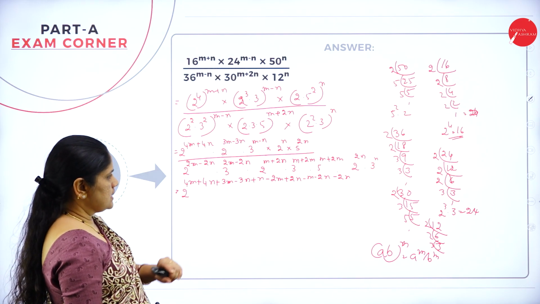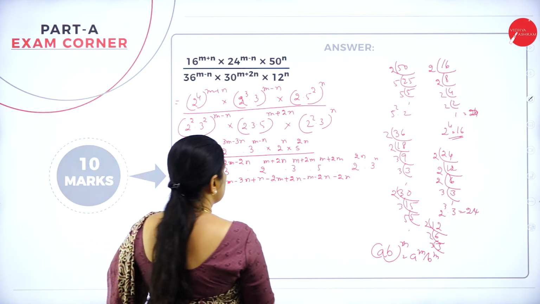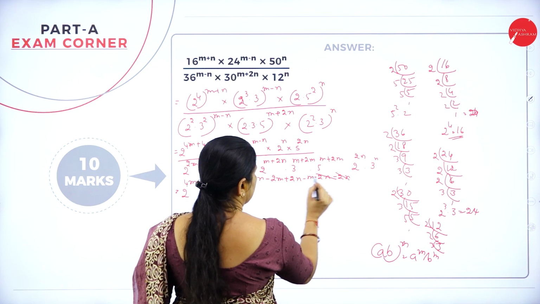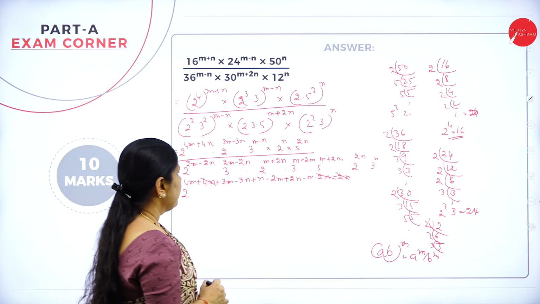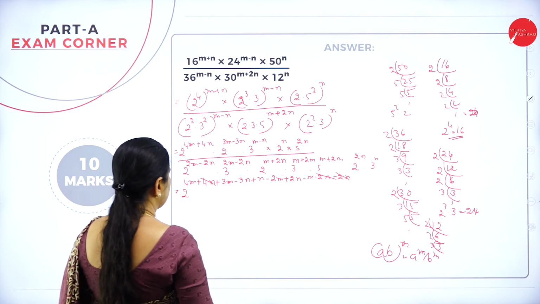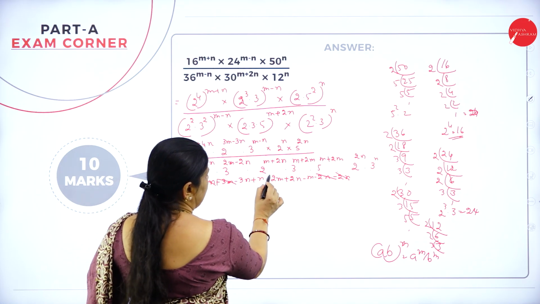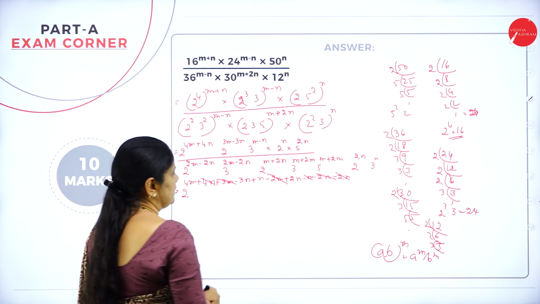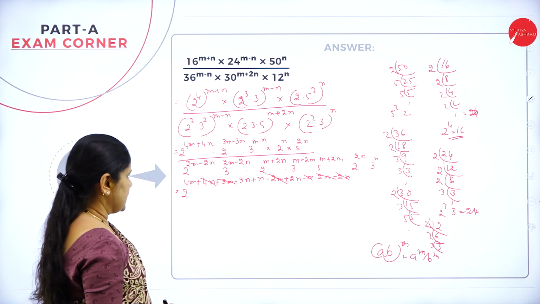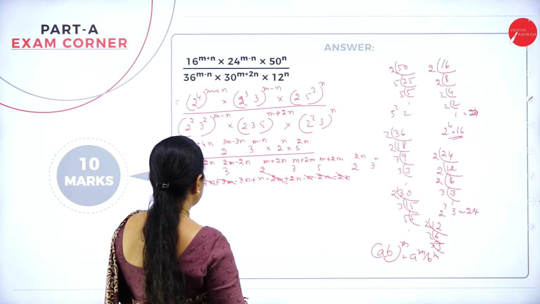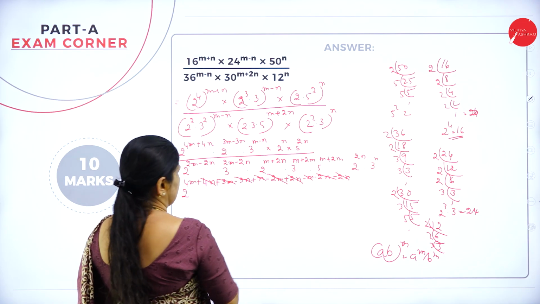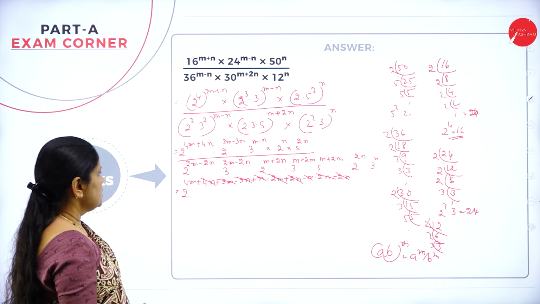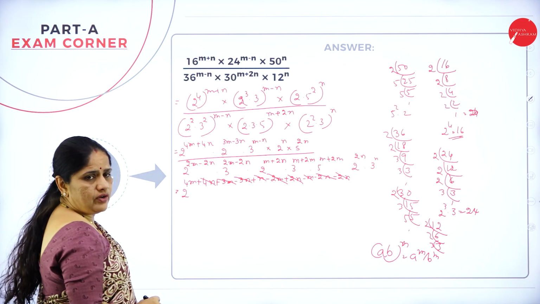So, when I simplify this, so this will be equal to minus 2n minus 4n plus 4n gets cancelled. Then next one will be plus 3m minus 2m minus m. So, minus 3m gets cancelled. Then next we have 2n minus 3n. So, it also gets cancelled. So, we are left with 2 to the power of 4m.